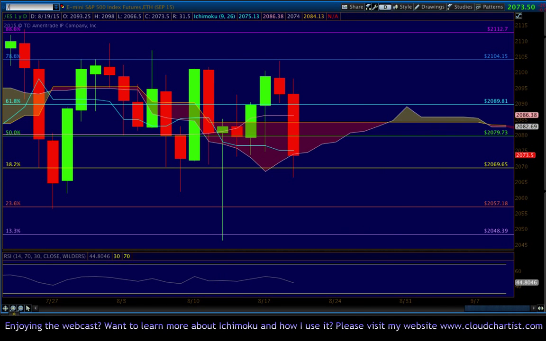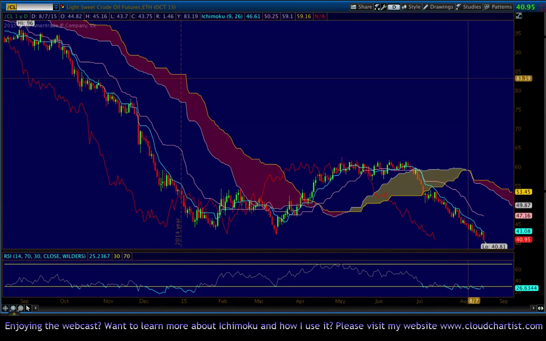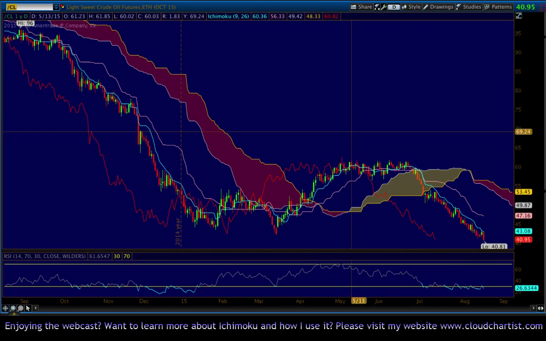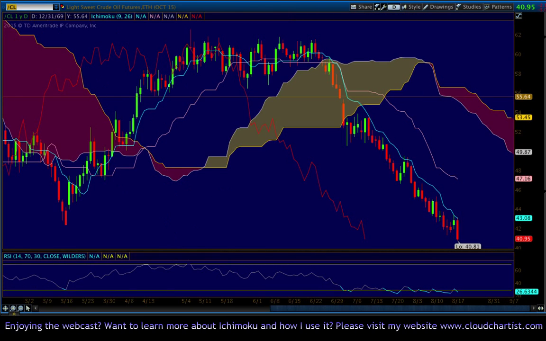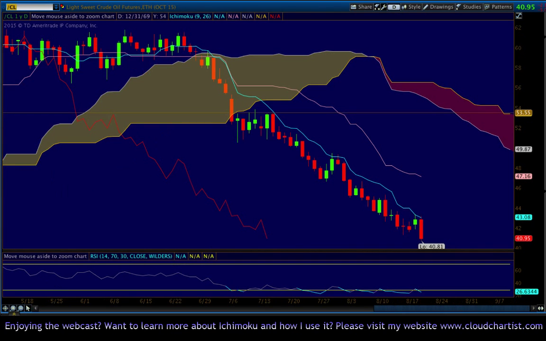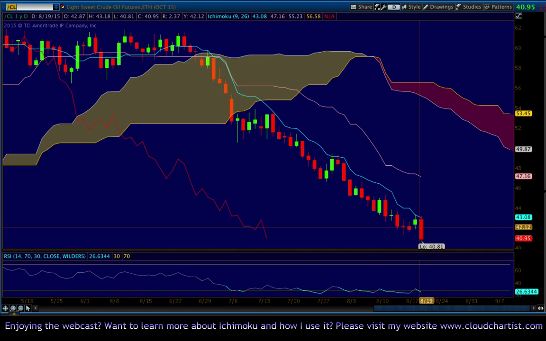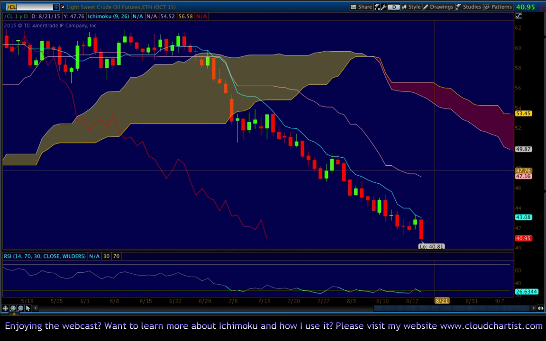Let's look at crude. Not a bullish day for crude. We changed contracts for the front month from September to October, so let me zoom in a little bit more. I'm looking at the continuous contract here for analysis purposes, so the numbers might be different from whatever contract you're trading at the moment. So let me get even a little bit closer.